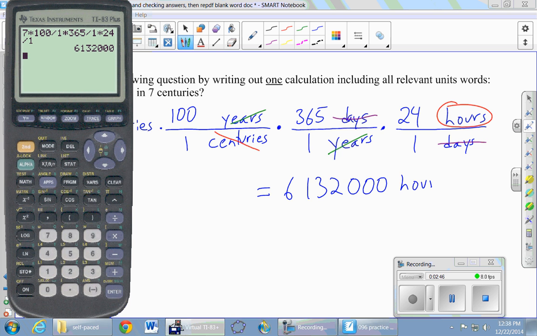6,132,000 hours. It's always nice to the reader if you put commas every 3 digits. So a little bit over 6 million hours.